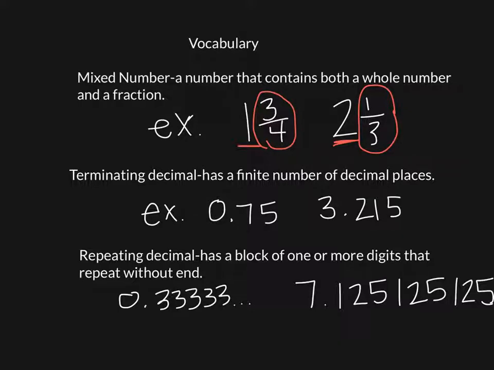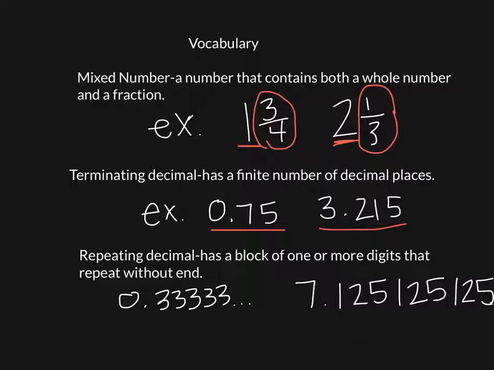Then we have terminating decimals and repeating decimals. So terminating decimals have a finite number of decimal places. That means they end. Finite means it ends, and infinite means it goes on forever. And so here I'd have like 75 hundredths, then that's it. There's nothing left after that. Here I have 3 and 215 thousandths, and then it stops.